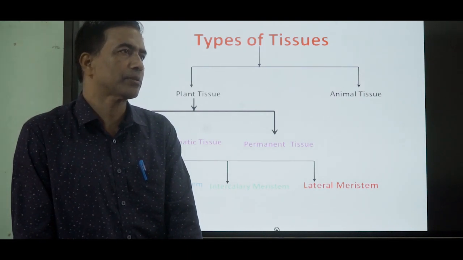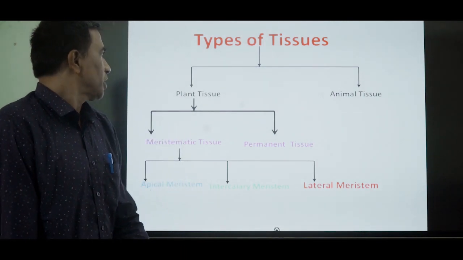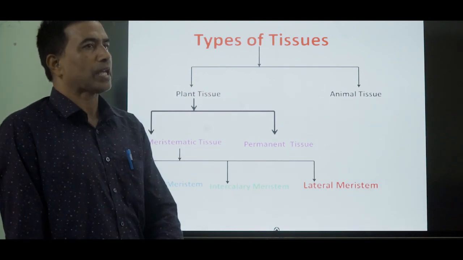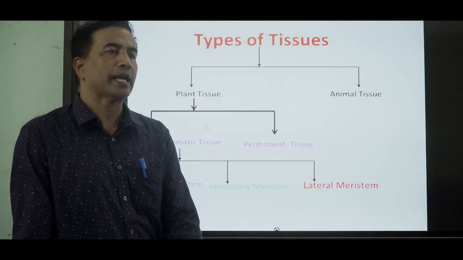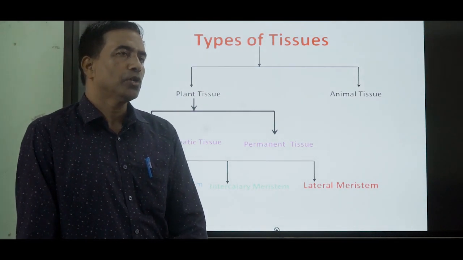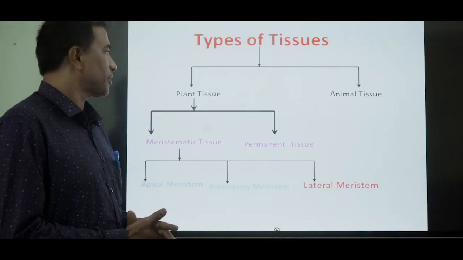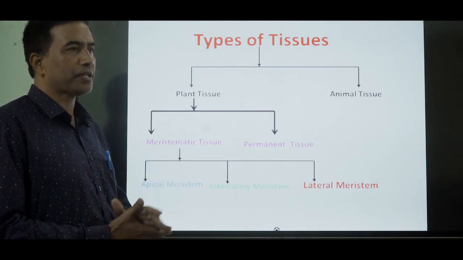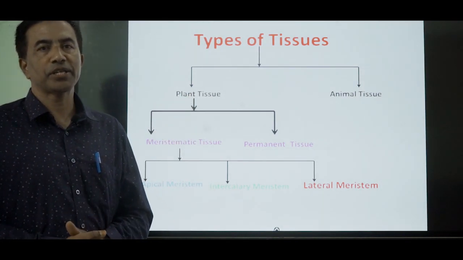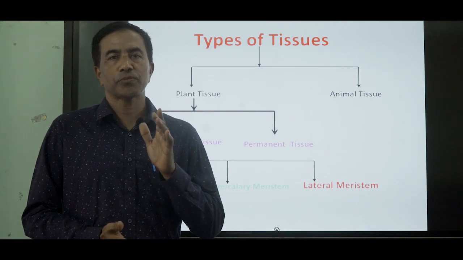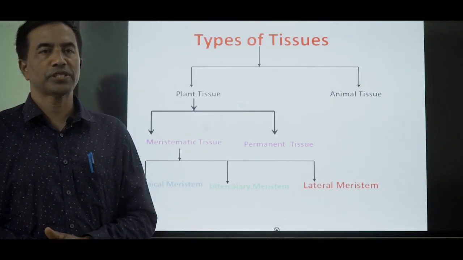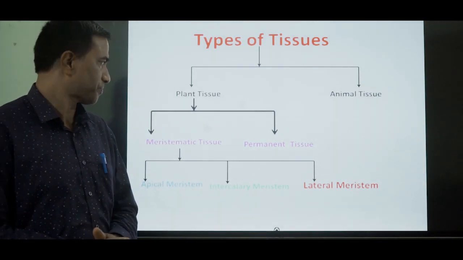Now we will discuss the plant tissue. Plant tissue is generally of two types: one is the meristemic tissue and another is the permanent tissue. The difference is that meristemic tissue can divide and redivide, that means they have the ability of cell division, but permanent tissue has lost the power of cell division. They cannot divide.